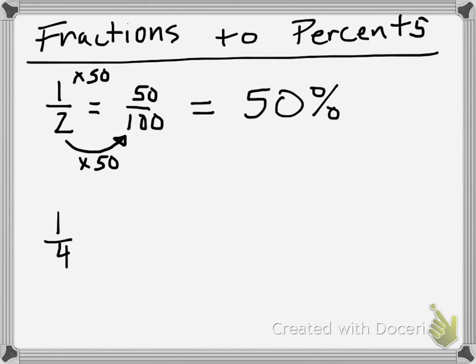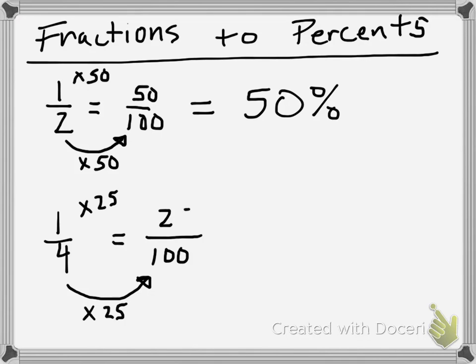Let's look at another one that might be a little trickier. 1/4. So again, I need to get out of 100. So I'll have 100 as my denominator, how do I move from 4 to 100? I'd have to multiply by 25. Whatever I do on the bottom, I'd have to do on the top. 1/4 is equal to 25 over 100, and that is equal to 25%.